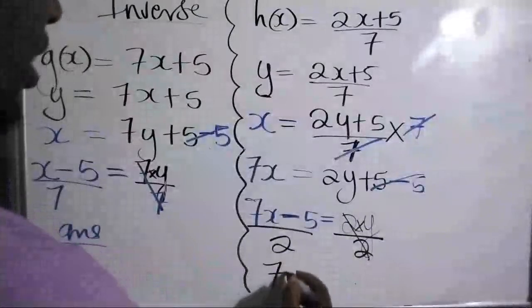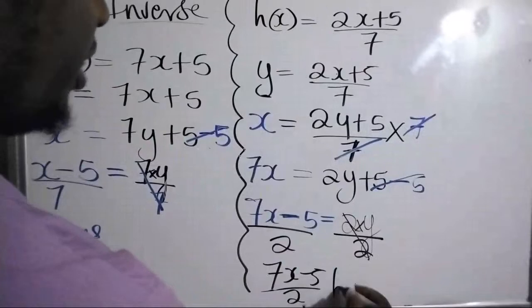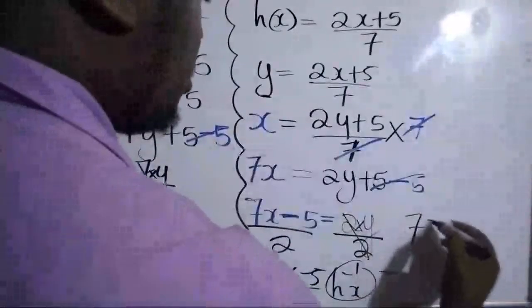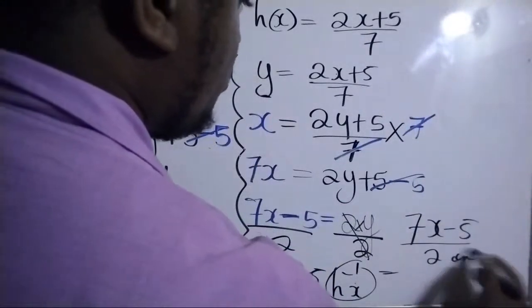So we have 7x minus 5 divided by 2. So h inverse of x is equal to, let's write it up here, 7x minus 5 divided by 2. And that would be our answer.